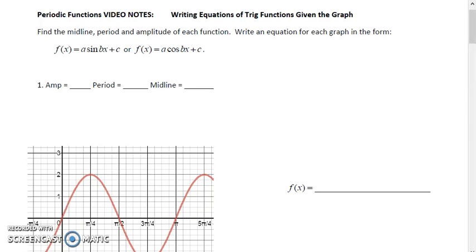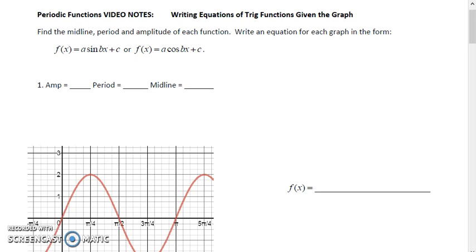All right, guys, so this set of notes for video is going to be about writing the equation of a trig function or a periodic function when you're given the graph. At this point, you guys should know how to find an amplitude, a period, and a midline. And you guys have graphed these before, so now we're basically going to work backwards.